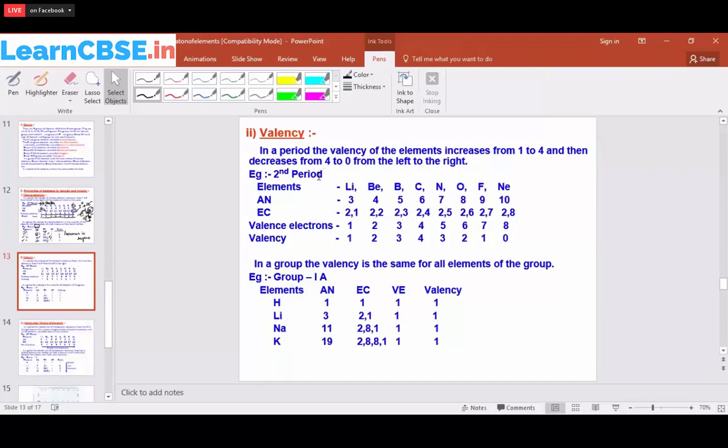In a period, the valency of the elements increases from 1 to 4 and then decreases from 4 to 0. What is meant by that? Take sodium as an example. Sodium has the configuration 2, 8, 1. These shells are completely filled, so we do not take them into account. We have to consider only the electrons present in the last shell.